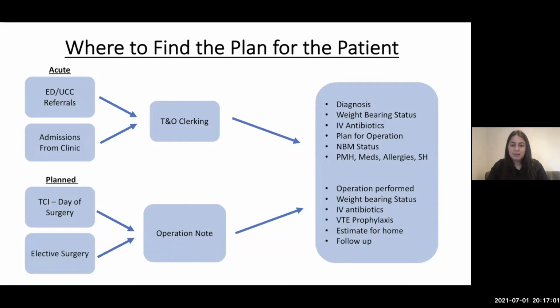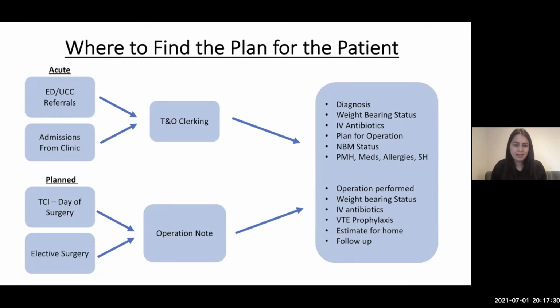You will find a plan for antibiotics if they have an infection. You should find a line which says an operation is required. You will find nil-by-mouth status if they're going for surgery the next day. The clerking will also have important information such as their past medical history, whether they have any heart or lung problems. It will have a list of their medications, their allergies, and also their social history. So it's useful documentation.